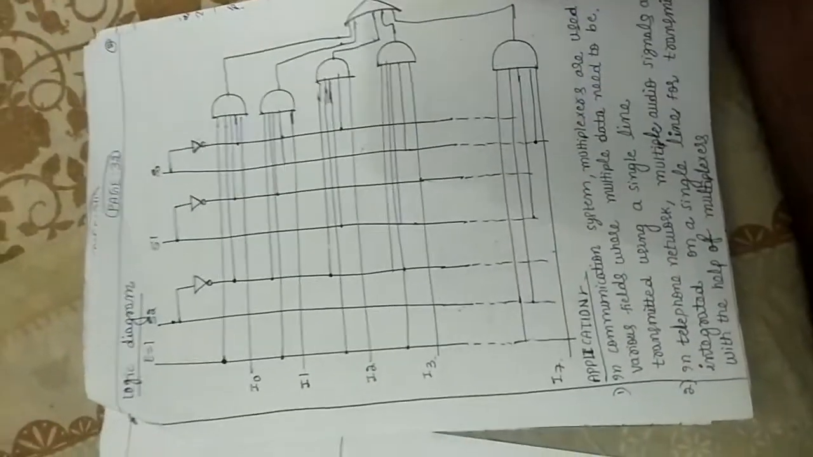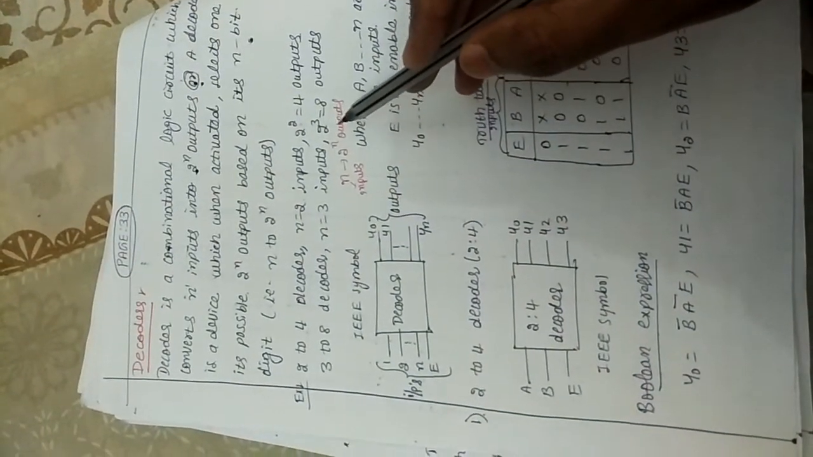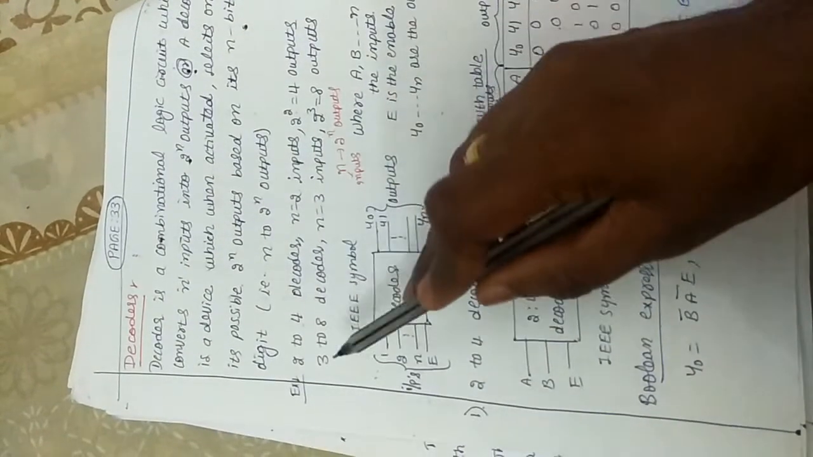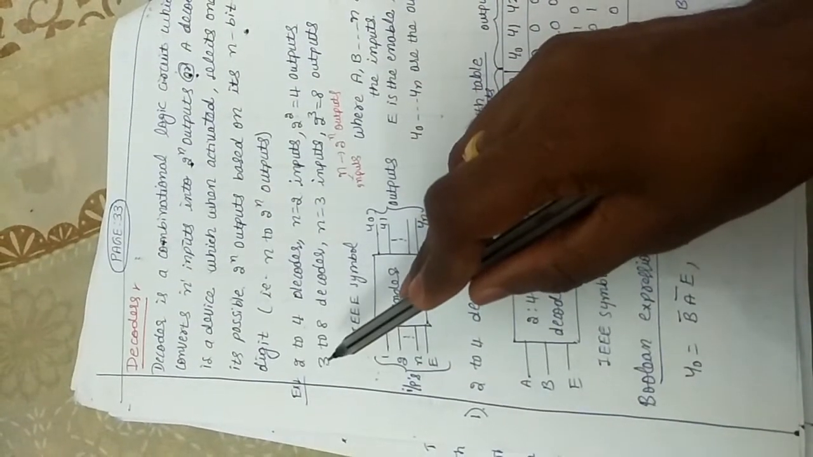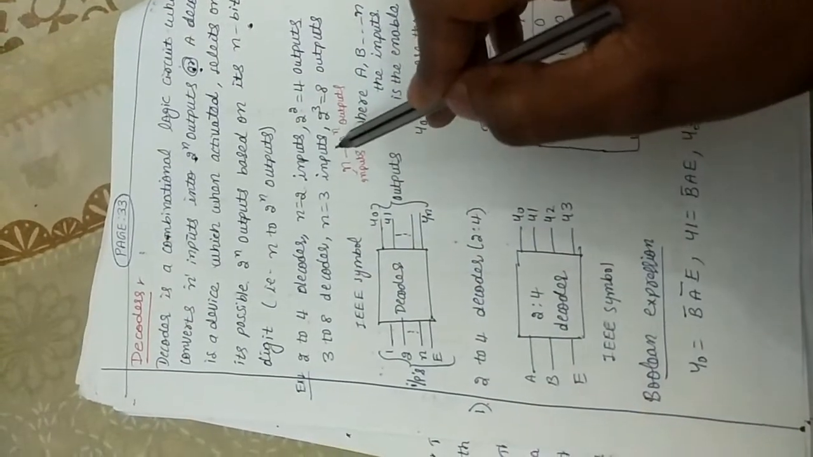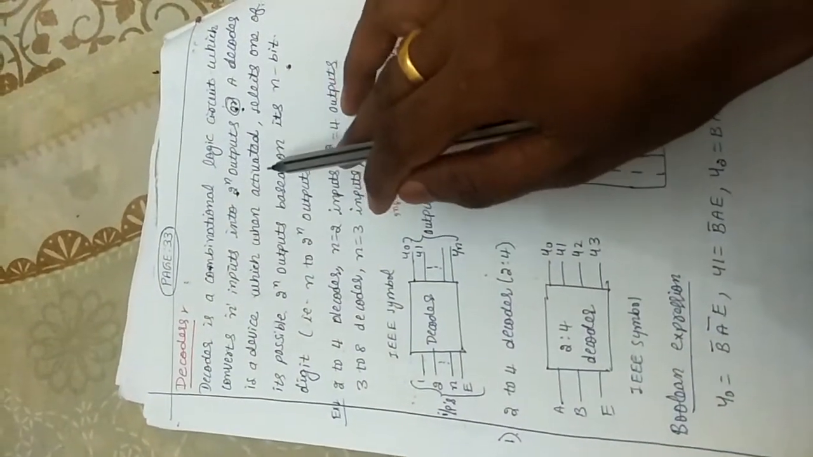Okay. This is about the multiplexer. We have one more, the decoder. Decoder means if you have n inputs, there will be 2 to the power of n outputs. So you have 2 to 4 decoder, 3 to 8 decoder. 2 to the power of 3 means it will become 8. So a decoder is a combinational circuit with n inputs and 2 to the power of n outputs.